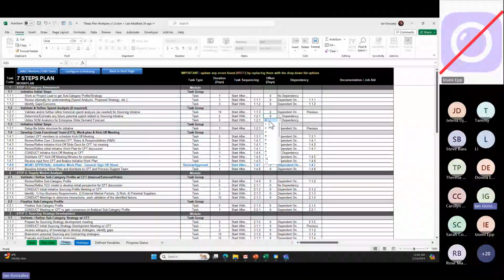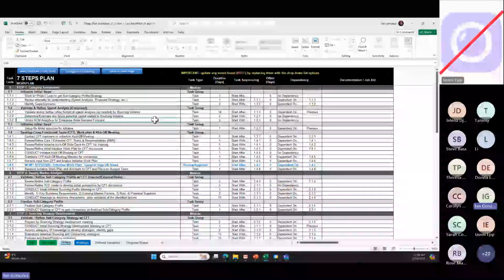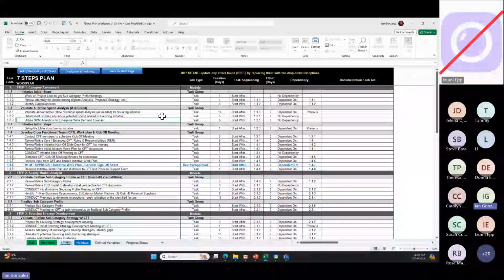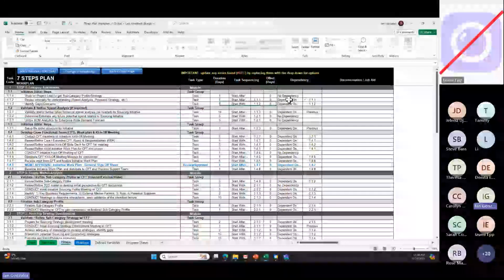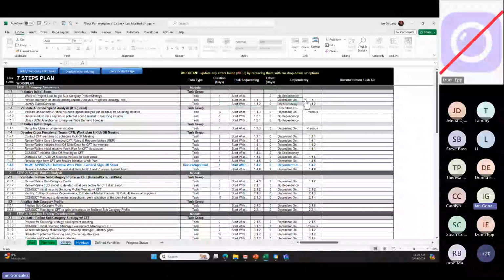Which in my mind, if you do this properly, you can leave this all as 0 because you're done with this task, you move to the next. You don't give yourself a holiday in between or a break. Okay, and then you can even set dependencies like this one, this column over here. You can say whether there's dependency or not dependent on.